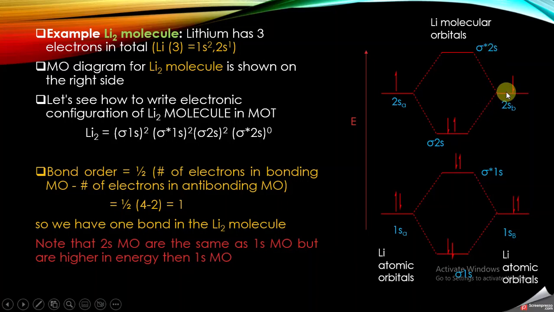And this is the sigma star 2s, which is the anti-bonding molecular orbital. So again, if you fill the electrons, 1 electron comes from here and 1 electron comes from here, and you have a complete sigma 2s, but there is no electron in the anti-bonding molecular orbital.